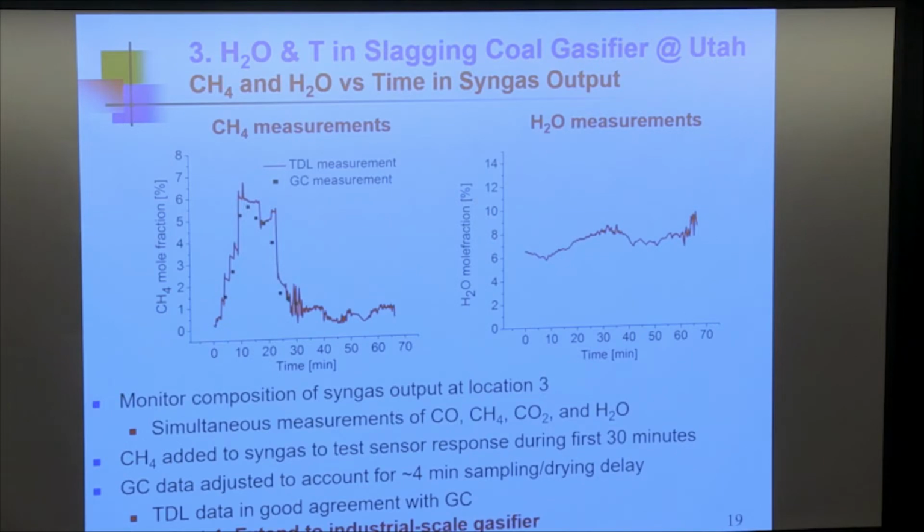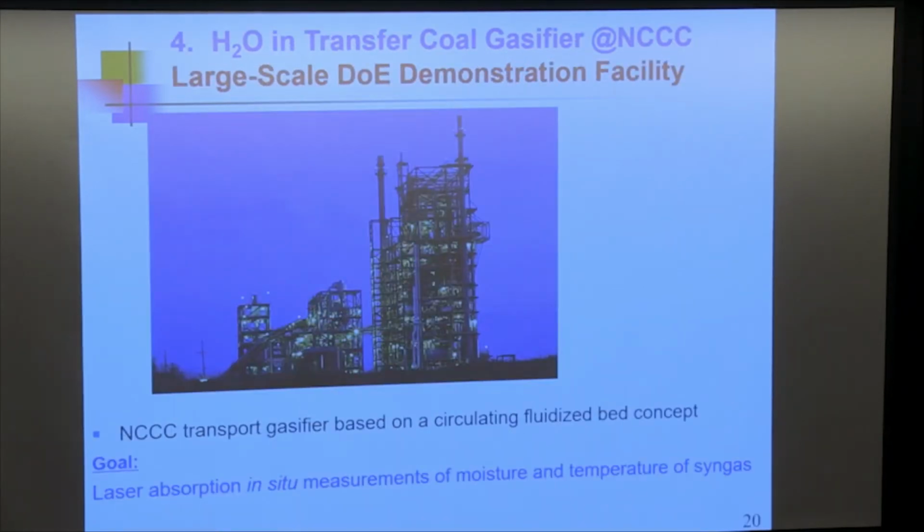Okay, so at that point we declared victory. It works. Go back to our DOE sponsors and get ready to go to an industrial scale. Now, that's a lot bigger. I don't know how tall that thing is. Big, and yet it is not actually a full-scale plant. It's kind of like a small prototype plant.